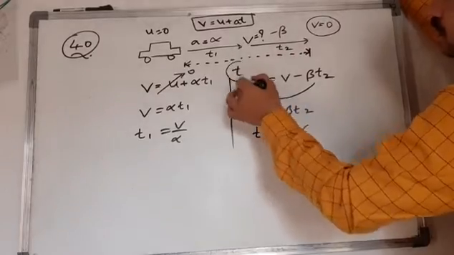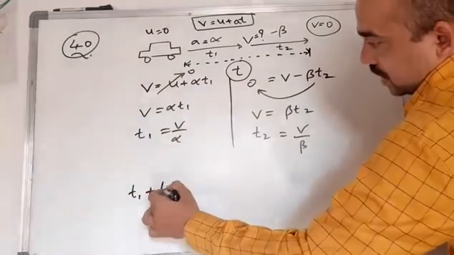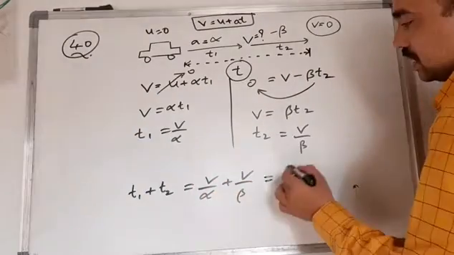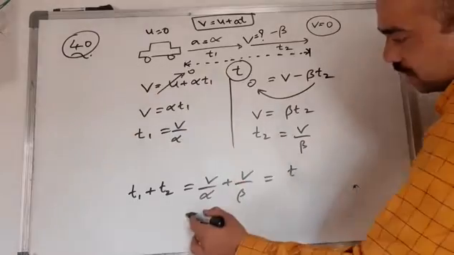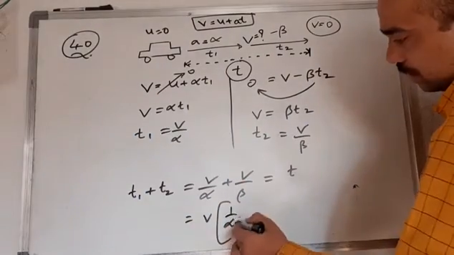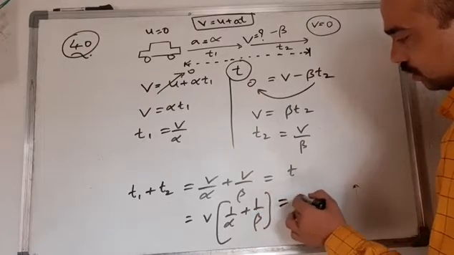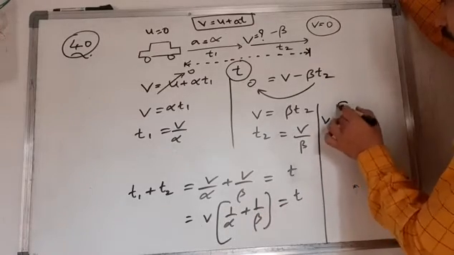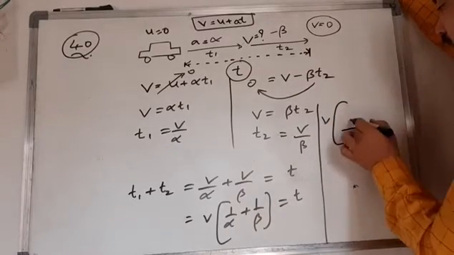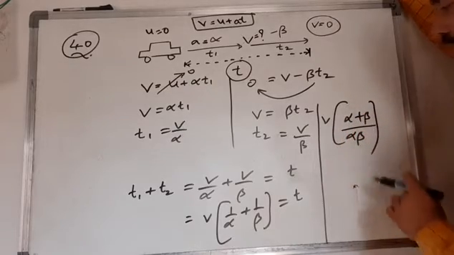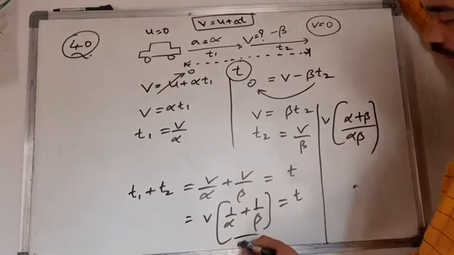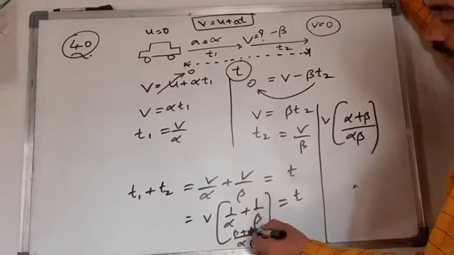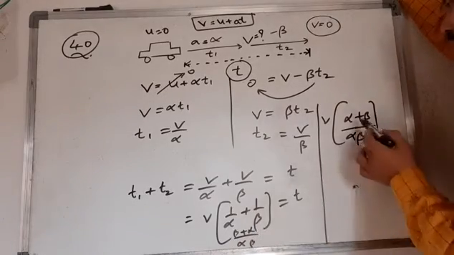The total time must be equal to t. So t1 plus t2 is equal to v by alpha plus v by beta, which is equal to t. Take v common. We get v of 1 by alpha plus 1 by beta is equal to t. Now take LCM. Alpha beta is the LCM, so in the numerator we get alpha plus beta. Beta plus alpha or alpha plus beta, both are same.